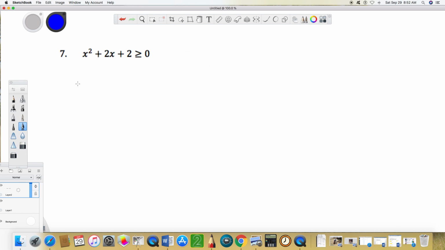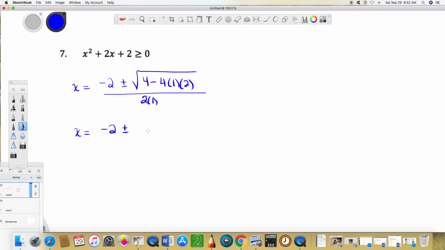We know that the solution, if this is equal to 0, is the opposite of b plus or minus the square root of the discriminant, b squared, 2 squared is 4, minus 4 times a times c, divided by 2 times a. So what do we have here? We've got negative 2 plus or minus the square root of 4 minus 8, which is a negative 4.